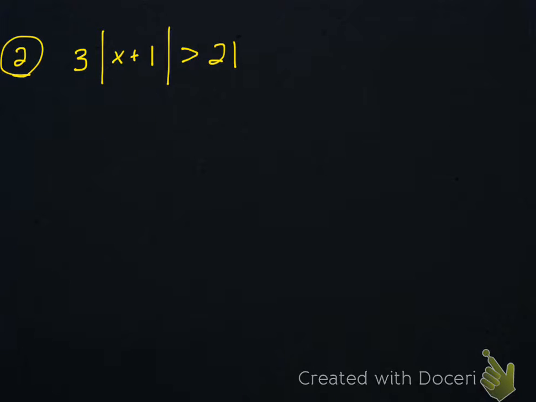Number 2. Okay, number 2, we notice that our absolute value is not by itself. So the first thing we have to do is get rid of that 3. Remember, you cannot distribute the 3 into the absolute value. We have to divide it out. So now it is greater than 7, because 21 divided by 3 is 7. So now we can come in and write our positive case and our negative case.